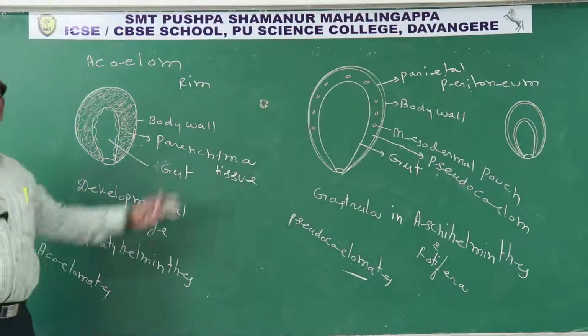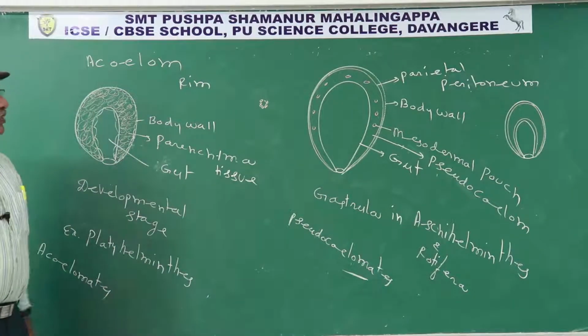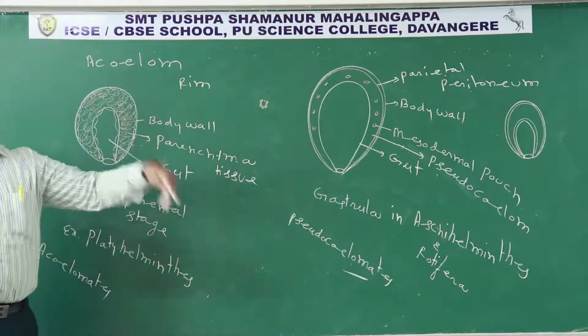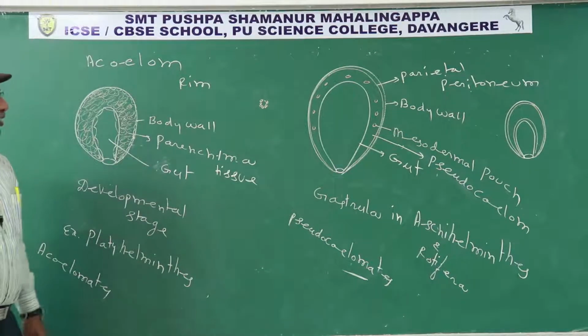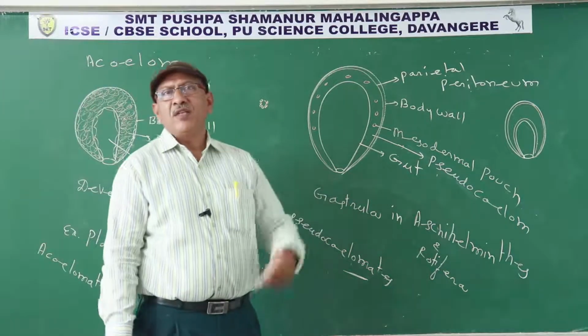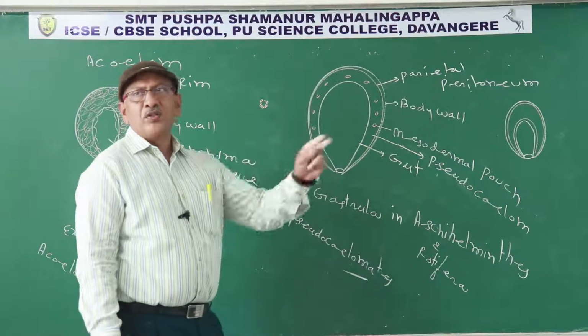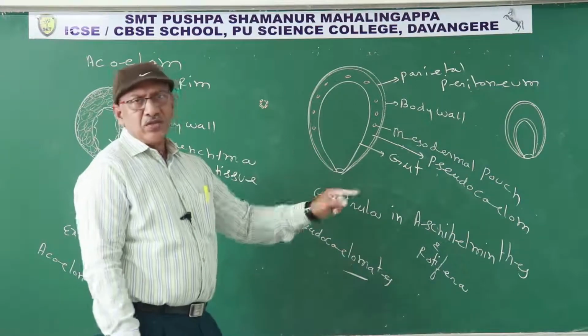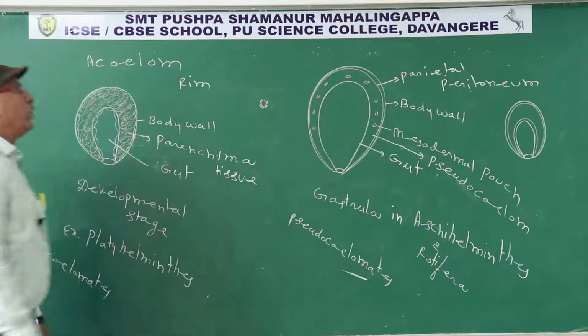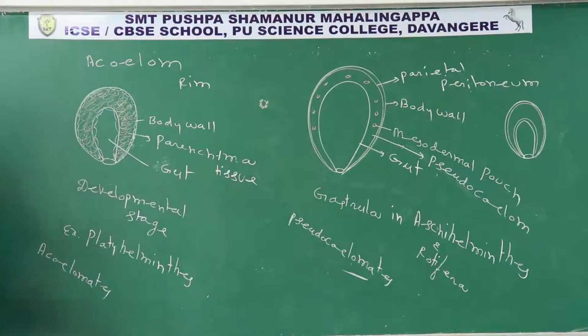Now we discuss coelom, coelomates. Pseudocoelom means false coelom. Animals having coelom are known as coelomates. Depending upon the formation, coelom is of two types: schizocoelom and enterocoelom. Now we discuss schizocoelom.